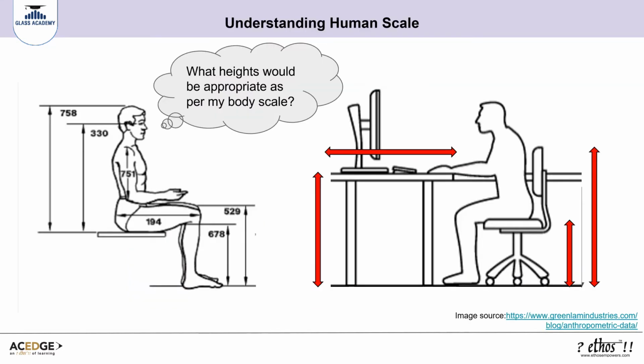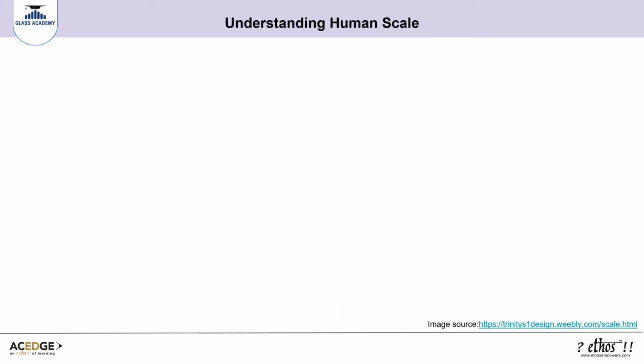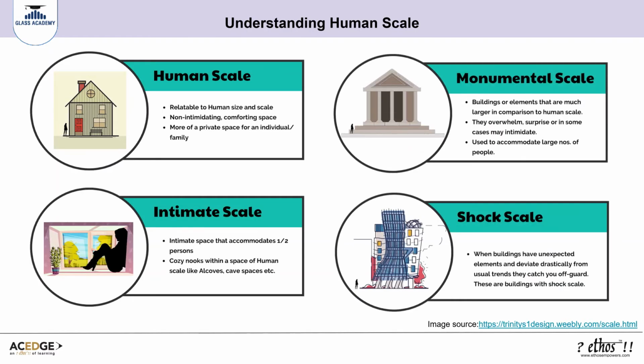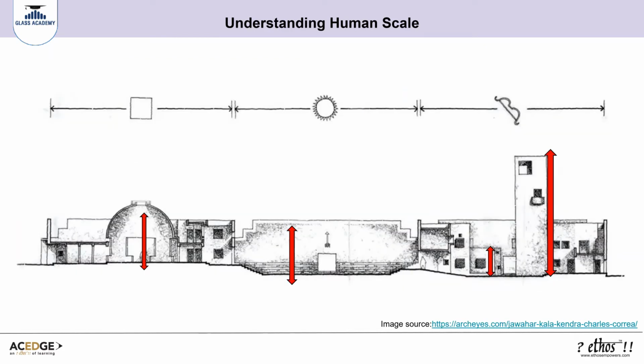Scale is size in relation to ourselves and the world around us. Human scale is that scale which feels comfortable to us. We naturally measure things against ourselves. In architecture, we deal with different kinds of scales: human scale, intimate scale, monumental scale, shock scale. A building may display multiple scales as well. We will look at the various scales in detail.